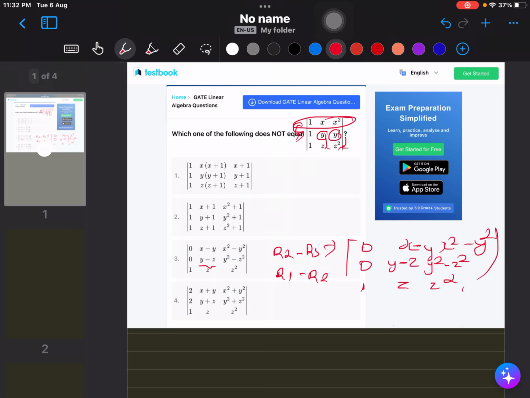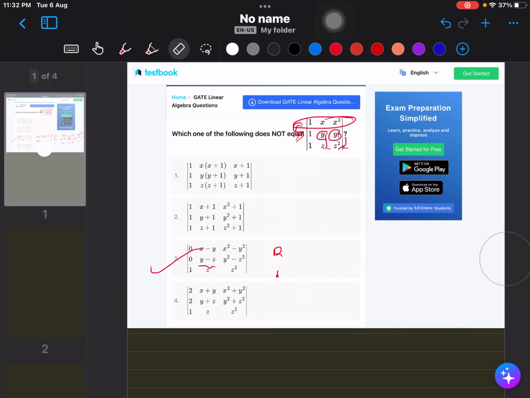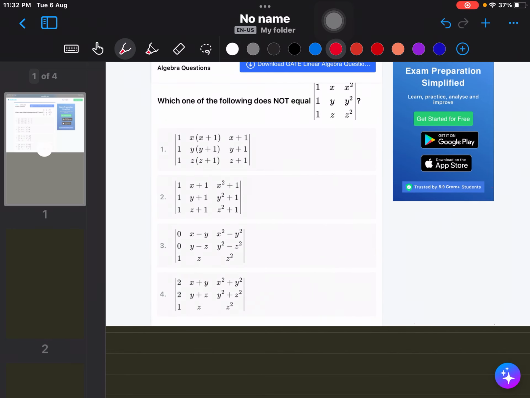So this is satisfying this equation, right? So we don't have any problem in this equation also. Coming to option number 4, we have to compare this with this only. Okay, so we have 2 here, we have 1 here, x plus y, y plus z, y plus z. In row 1 what we are doing, we are adding row 1 plus row 2, and in row 2 we are adding row 2 plus row 3.